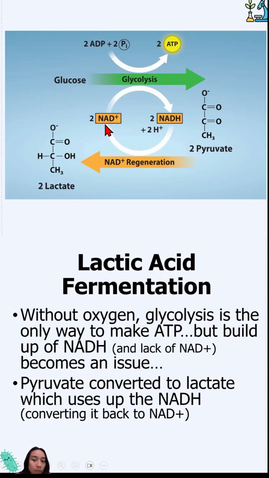That's really important because NAD+ allows glycolysis to continue going, and that's how we keep generating energy, by just doing glycolysis over and over and over again. But we have to also convert our pyruvate to lactate so we can replenish our NAD+. So that is basically the whole reason why we do lactic acid fermentation.